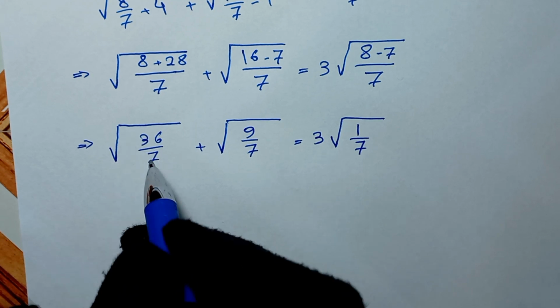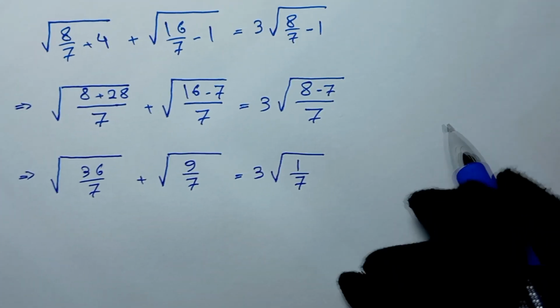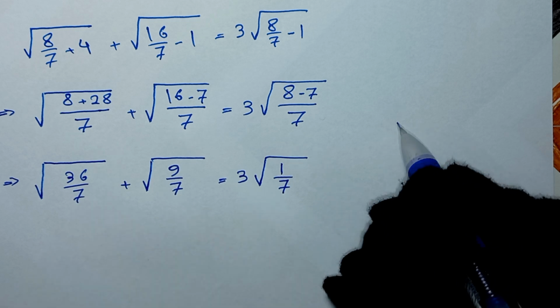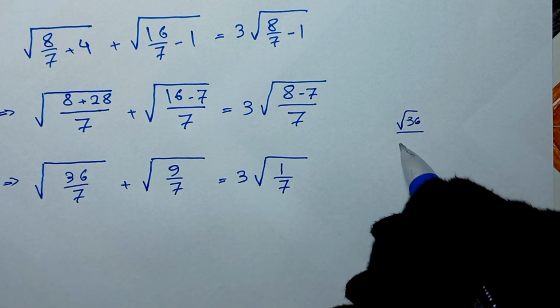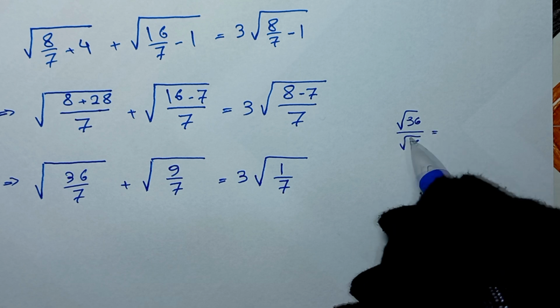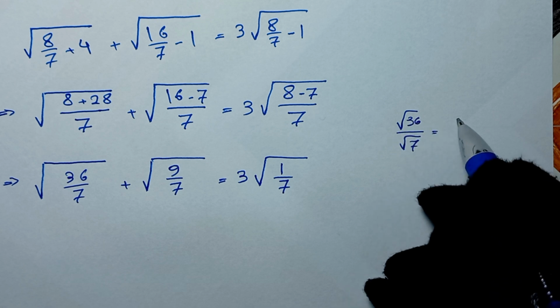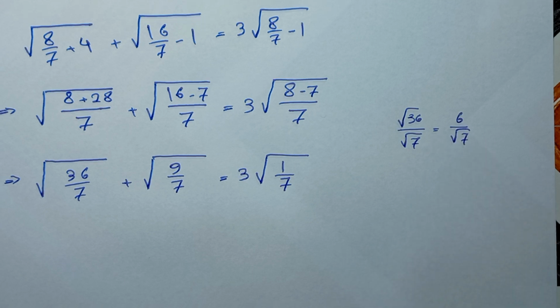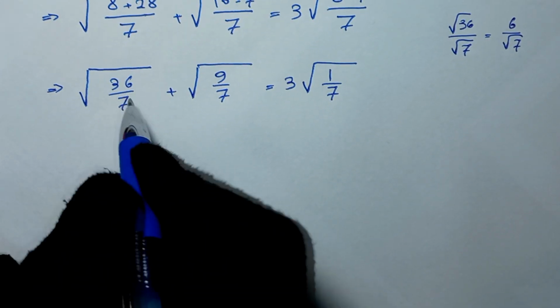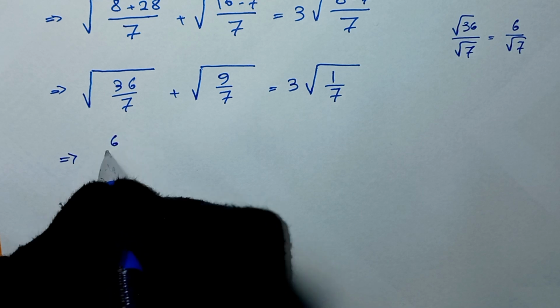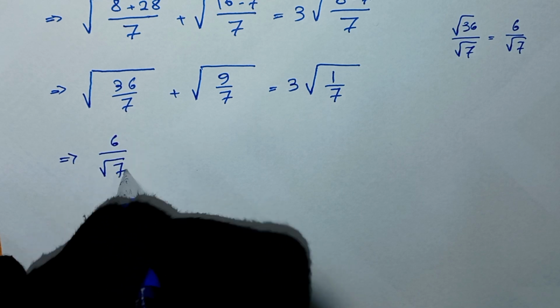And from here, we write a square root of 36 over 7, we can write a square root of 36 over a square root of 7, right? And in here, a square root of 36 is 6 and over a square root of 7, right? So in here, a square root of 36 will be 6 over a square root of 7, right?